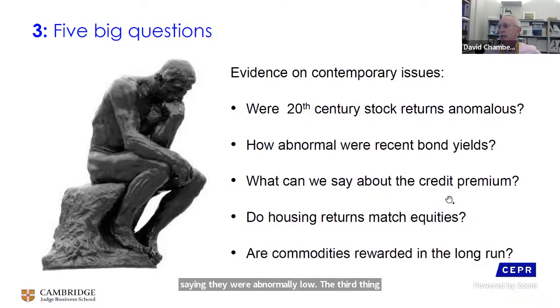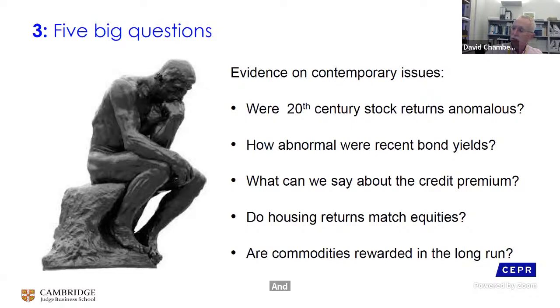The third thing is, can we say anything more about the credit premium when we reach back into the past and move out of sample? Most of our reliable estimates for the credit premium focus on the period since the 1970s, which isn't very long at all. Fourth, what can we say about long-run housing returns? And finally, commodities have become an important asset class for long-run investors in the real asset space, and people have collected data on commodity contracts and prices that go back to the 1870s.